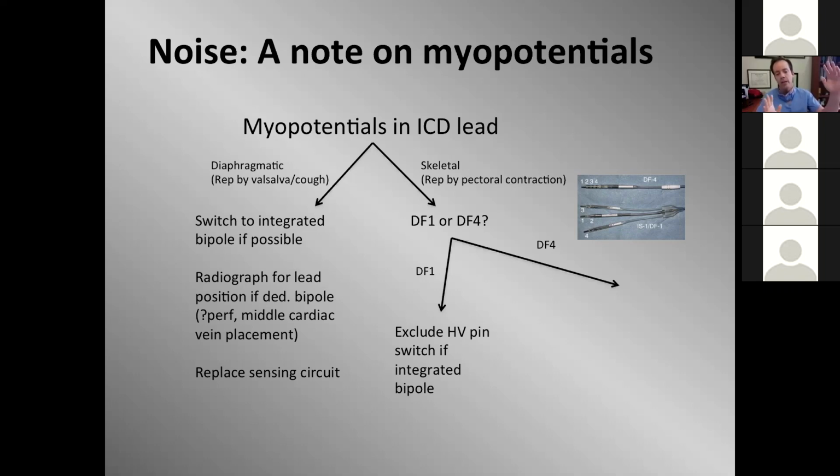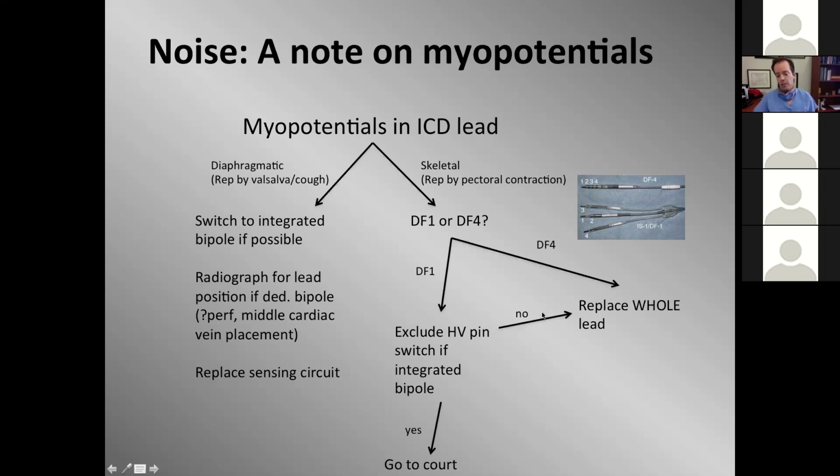So now you have an incredibly broad antenna and would theoretically be able to sense myopotentials by muscle contraction. God help us if that happens. I've seen it. If it does happen, that's a problem. You operate on the patient. Hopefully you don't go to court.